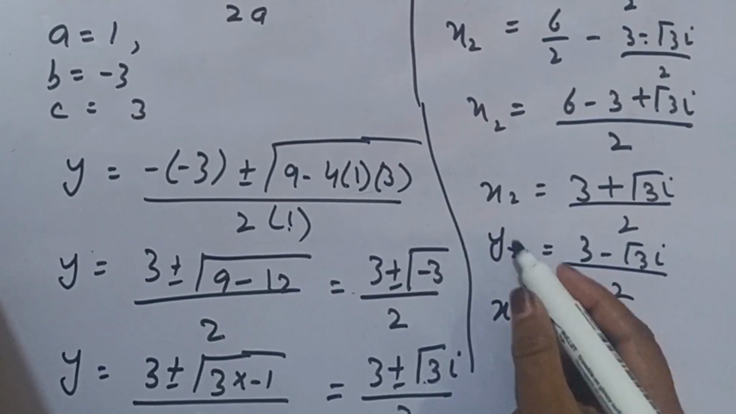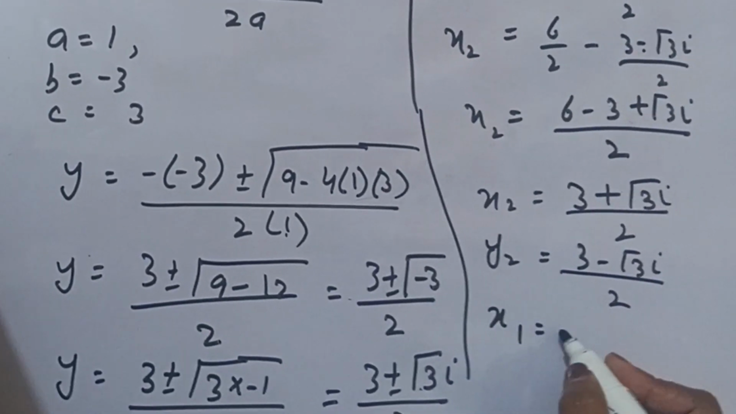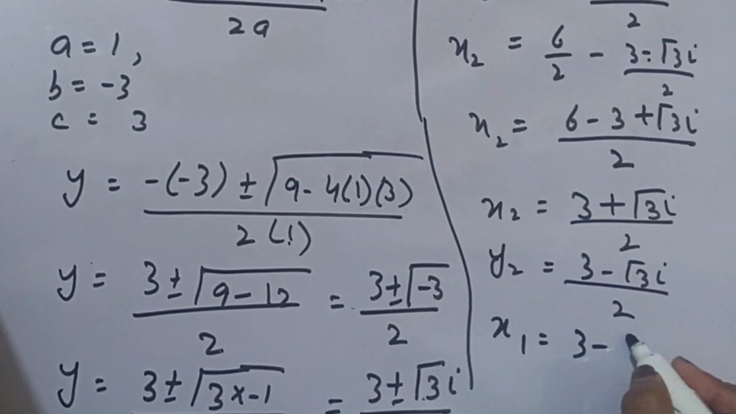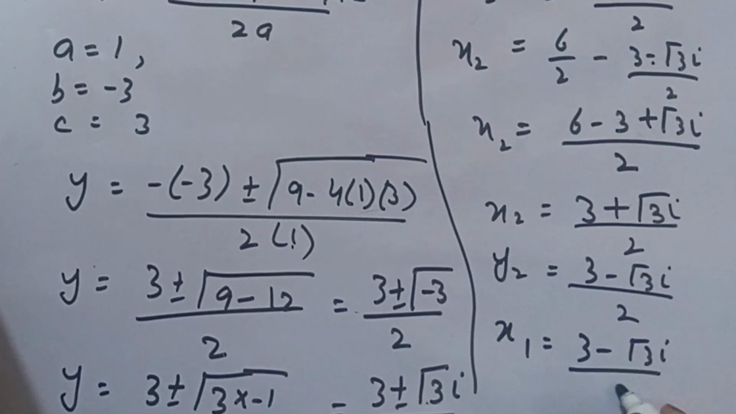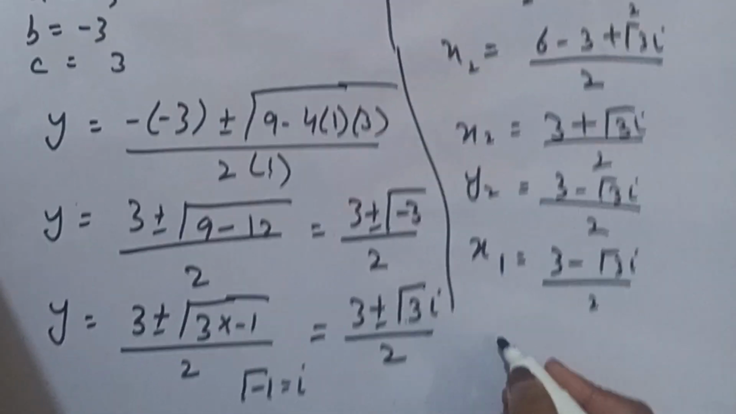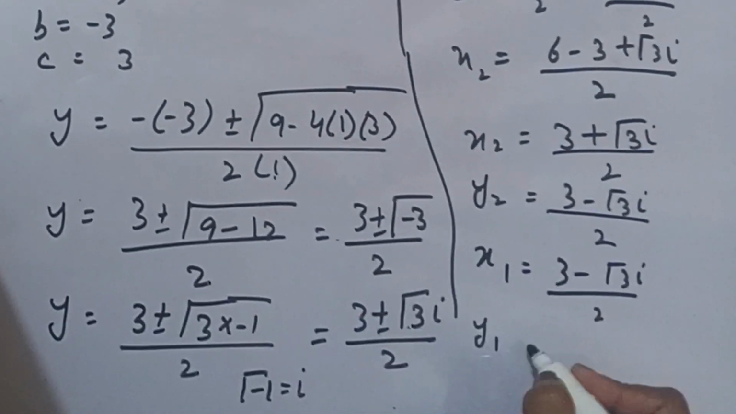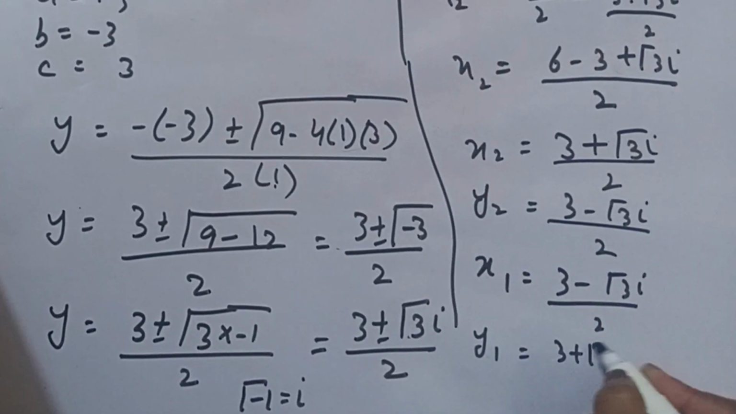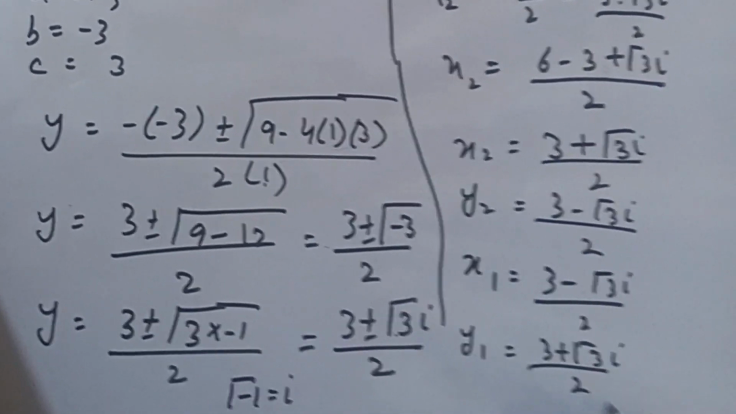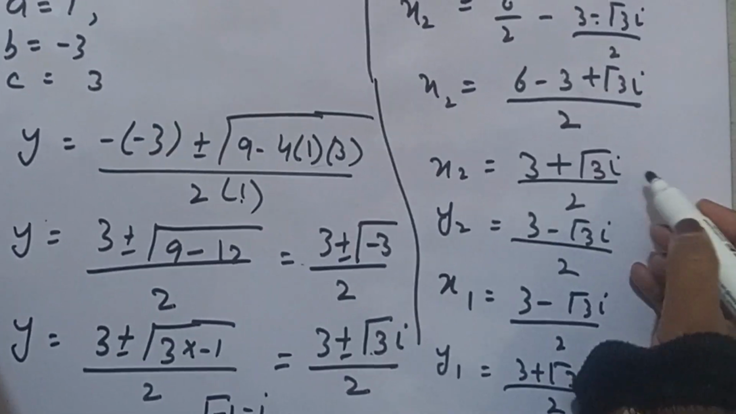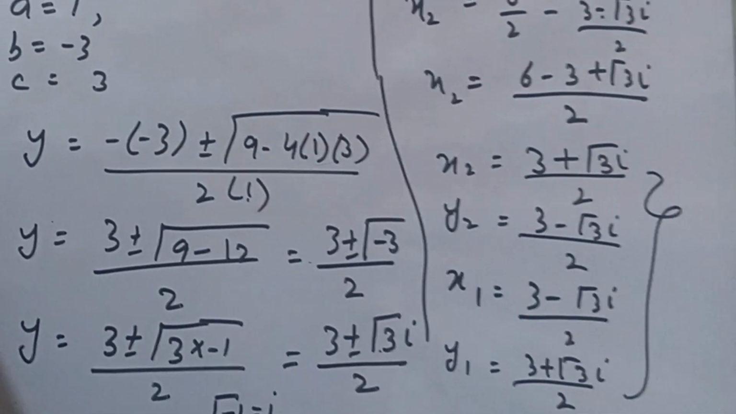The first value of x is 3 minus square root 3 iota over 2, and in this case y is 3 plus square root 3 iota over 2. So these are our answers and we have done.